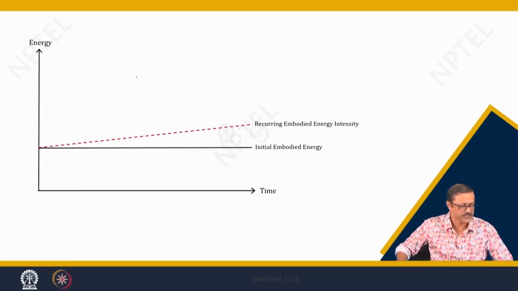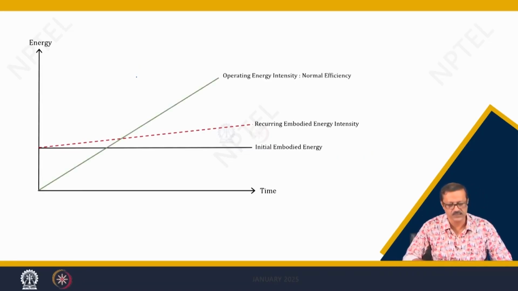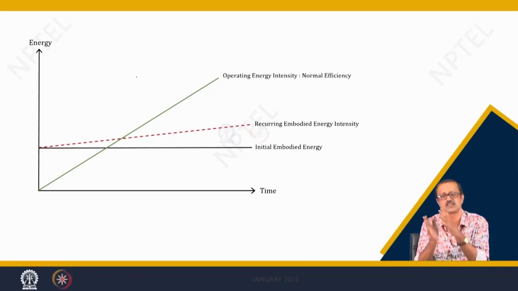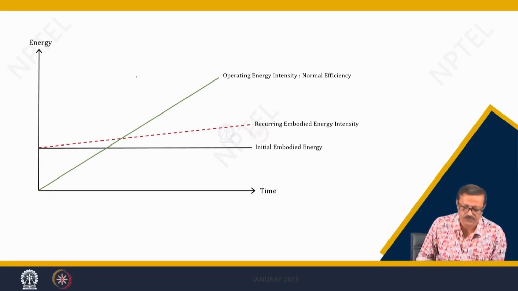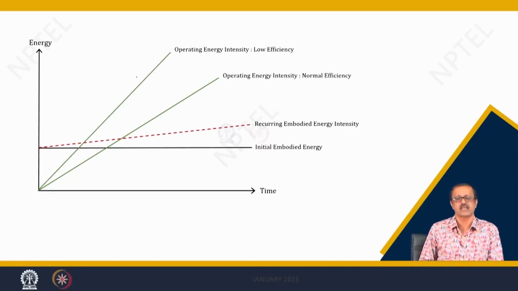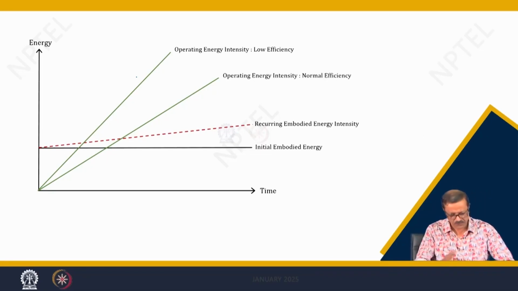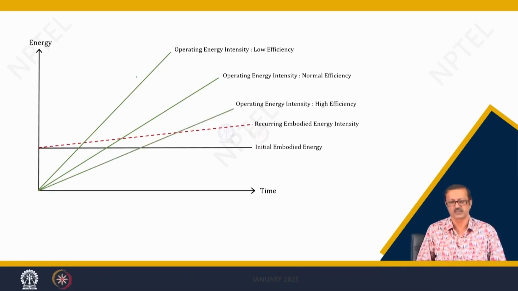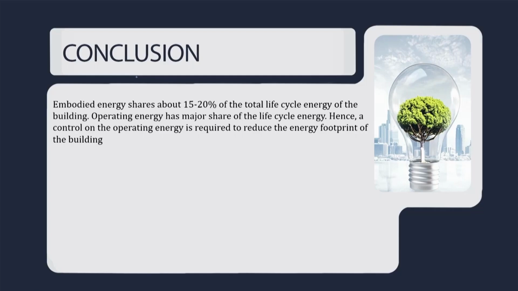Finally, I can say this is the last slide. There can be many ways of cutting through. If the operating energy line is cutting at almost 45 degree inclination or so, or maybe in the middle, it is a normal efficiency. If it is cutting above that, it is a low efficiency, it is very steep, and if it is below that part, you can say it is a high efficiency.